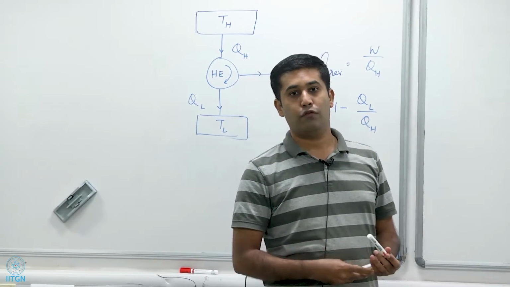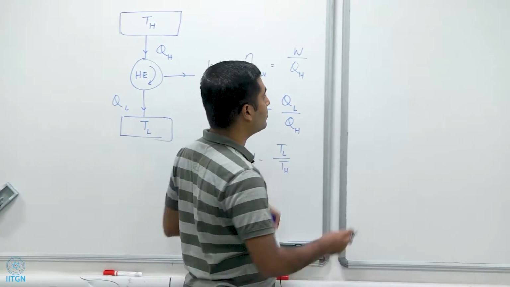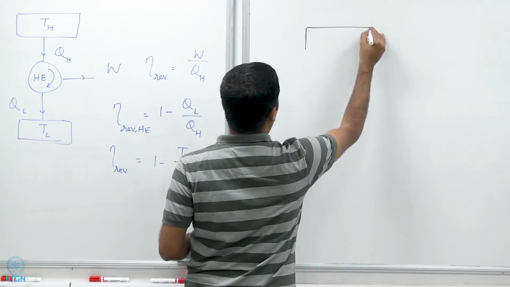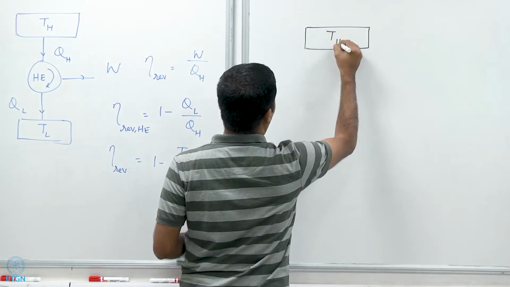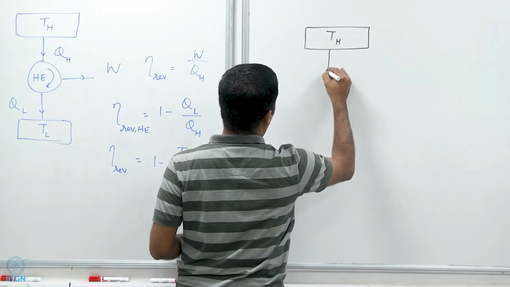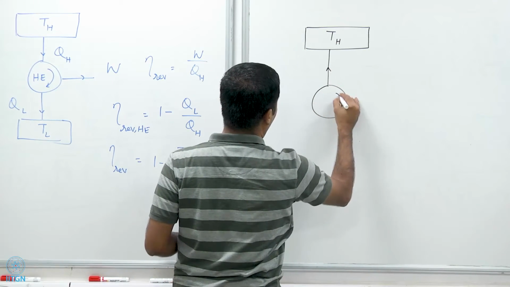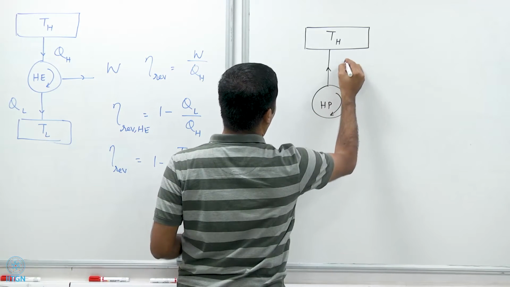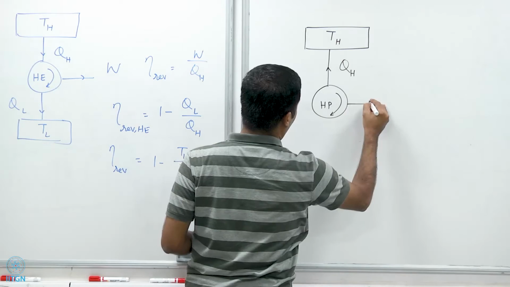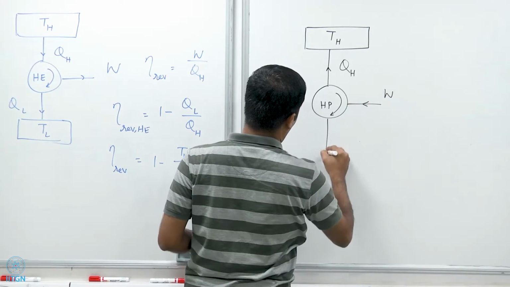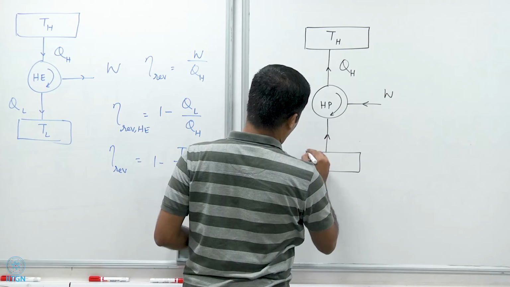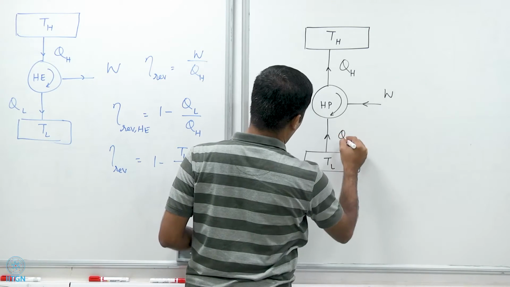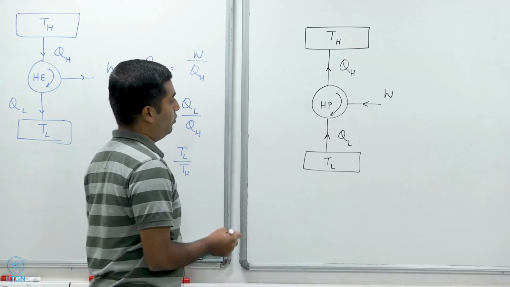Let's do the same for a heat pump, for example. So what does a heat pump do? We have a temperature TH at a reservoir which requires to be supplied with heat, and let's say QH, by doing work W and extracting heat QL from a low temperature reservoir at TL.